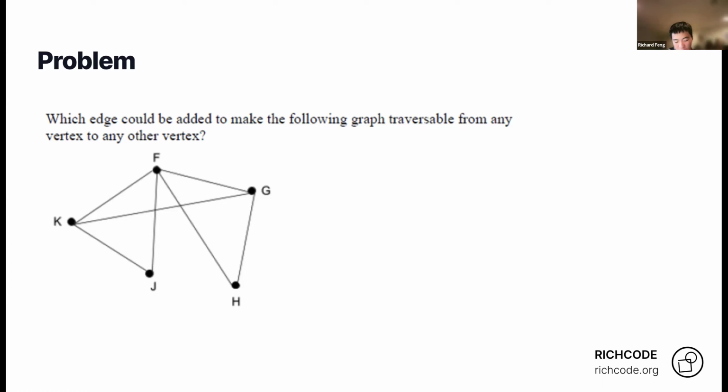Okay, so just to clarify, the graph currently is already traversable. We can basically go through every vertex without retracing any path. So this would be how you would do it. But how would we make it still traversable if we had to add one more edge? So it currently is already traversable, but if we wanted to add one more edge and still make it traversable, which edge would you add?